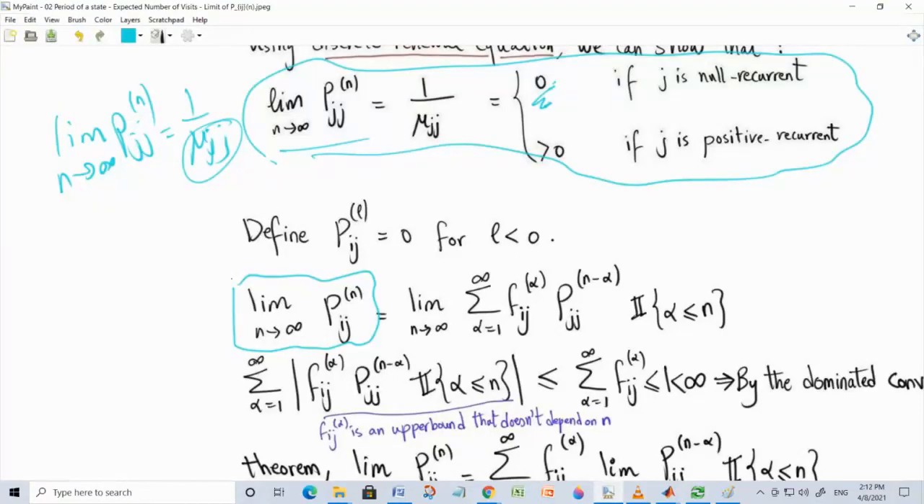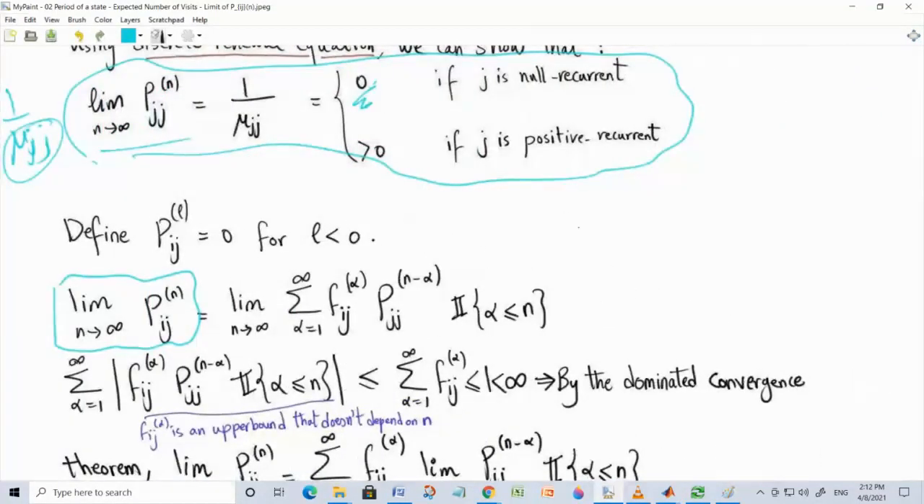Now, what is bij of n? So bij of n, remember this relationship between the p and f probabilities. It is the summation over alpha from 1 to n of fij of alpha times bjj of n minus alpha. So you want to go from i to j in n steps: you enter j for the first time after alpha steps, and then you do a transition from j to j in n minus alpha steps.